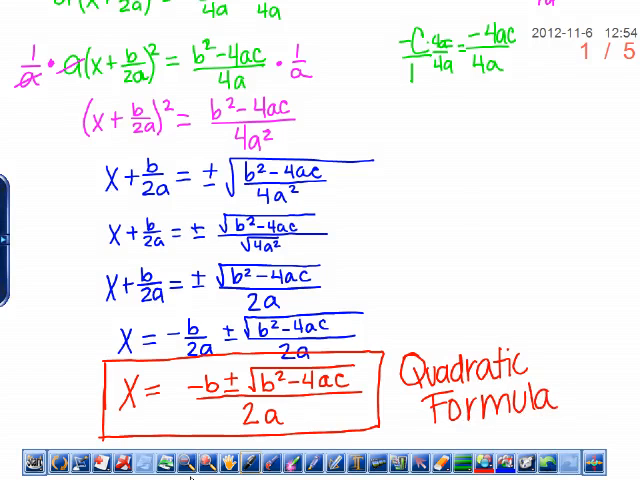All right. Who's going to sing? All right, so it goes: x equals negative b plus or minus the square root of b squared minus 4ac all over 2a.